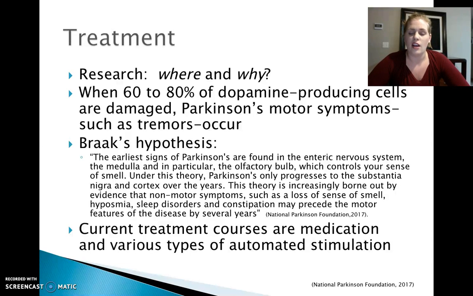So under this theory, Parkinson's only progresses to the substantia nigra and cortex over the years. This theory is increasingly borne out by evidence that non-motor symptoms, such as the loss of sense of smell, hyposmia, sleep disorders, and constipation may precede the motor features of the disease by several years. However, this is just one theory, and it has received both support and criticism. Research continues trying to unlock the etiology of Parkinson's. Currently, there are really 2 main courses of treatment: medication and various types of automated stimulation.